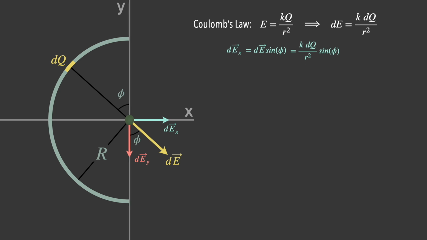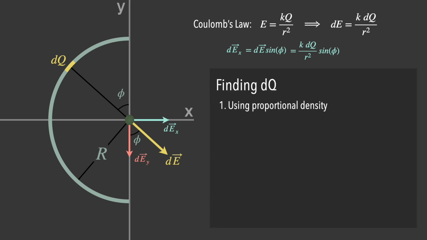Now, our next task is to replace all these variables with variables that we know from our diagram. Let's take a closer look at what dq can equal. We can go about it two ways. The first one is using proportional density. We can say that for every fraction of charge per total charge, there is a fraction of angle per total angle that our ring covers. Rearranging this, we get that dq equals q over phi d phi.